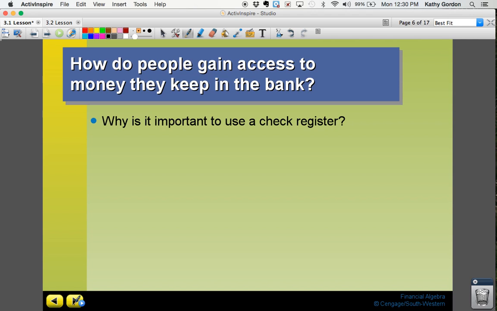The purpose of this is to keep track of your transactions. So anything that withdraws money out of your account, anything that puts money back into your account, keeping track of all of that in one organized place so that you do have an idea of how much money is in your account at any given time. And so they call this a check register, because this is where you're going to write down, register all of the transactions that you make.